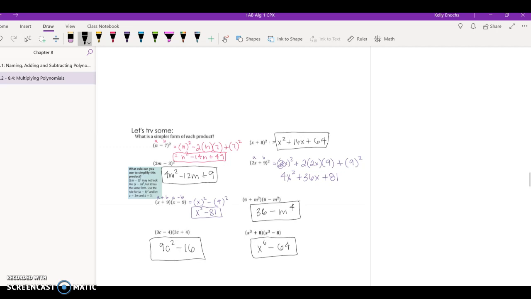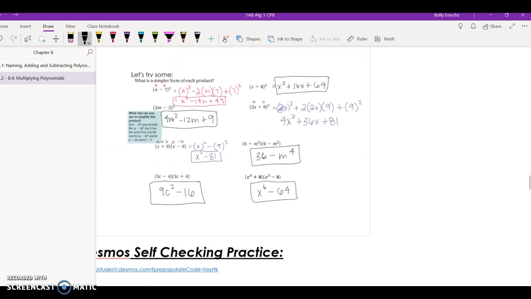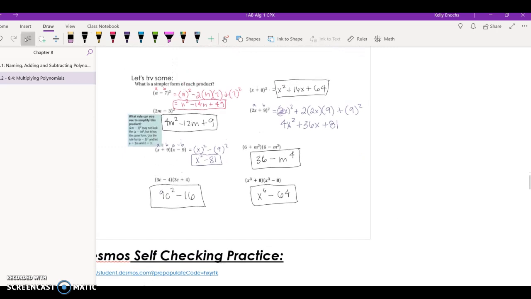These last 3 were that last pattern, the a plus b, a minus b. So remember, we always took our first term squared, so 6 squared is 36, m squared squared is m to the fourth. 3c squared, that's 9c squared. 4 squared is 16. x cubed squared is x to the sixth. 8 squared is 64. So I hope that kind of answers all your questions on special cases.